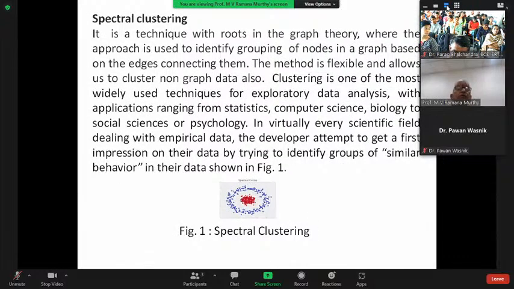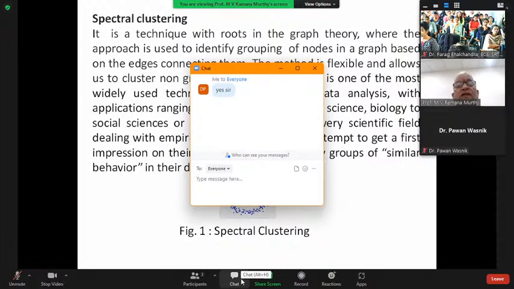See, this is basically what spectral clustering is. It is a technique with roots in graph theory, where the approach is to group nodes in a graph based on the edges connecting them. The method is flexible and allows us to cluster non-graph data.